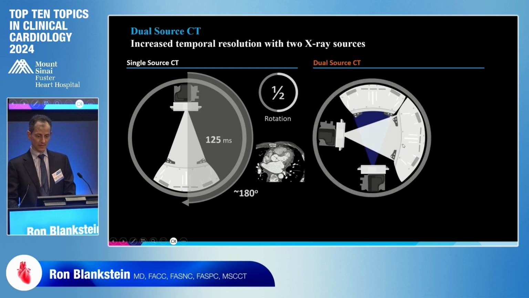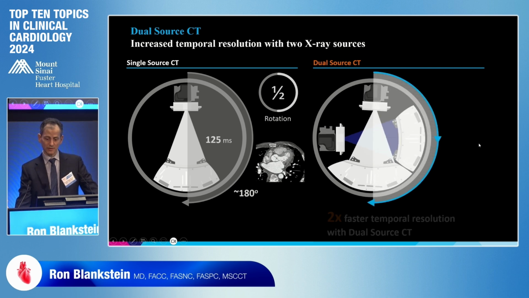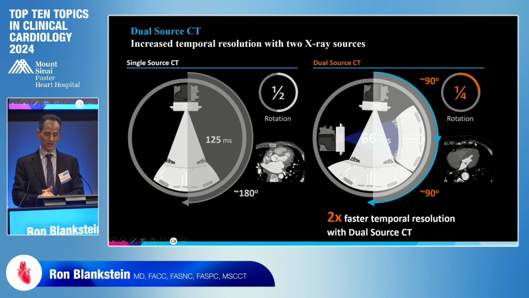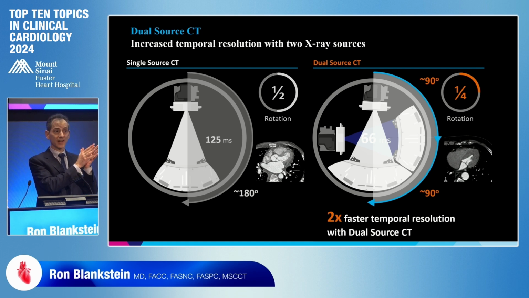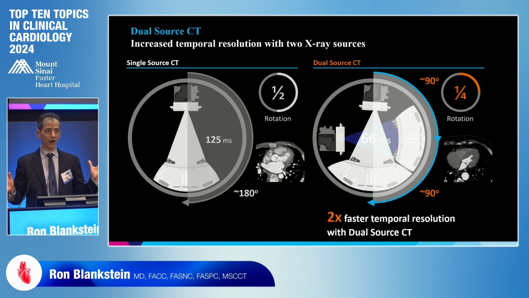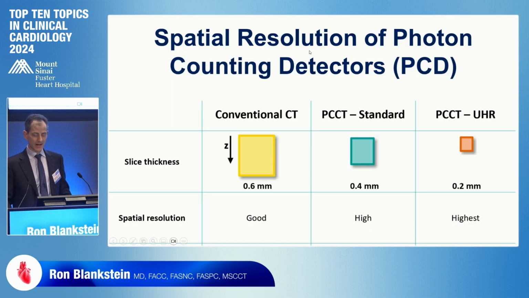The advance that we now use is dual source CT often, where there are now 2 sources and 2 detectors. They're aligned 90 degrees to each other, and now you only have to rotate a quarter of a rotation to take that picture. So now that temporal resolution goes from 125 milliseconds, assuming the same gantry rotation speed, to 66 milliseconds. What's the implication? It's that we can freeze the motion of the heart a lot better, and we can get a much better image. What about spatial resolution?